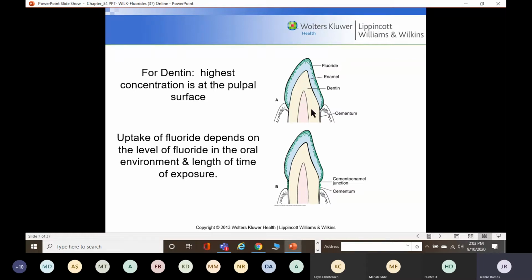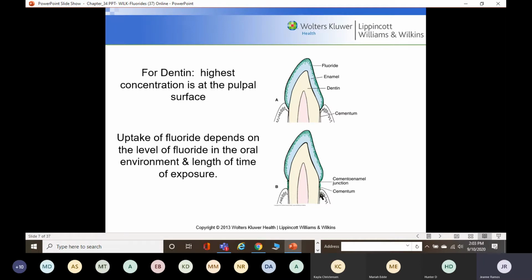For dentin, the highest concentration is at the pulpal level. Here's the fluoride on the outer surface, all these little turquoise or green dots, and then you have the enamel underneath it. We would like to keep this fluoride-rich outer covering on the enamel as much as we can. The dentin concentration is highest at the pulpal level. Uptake of fluoride depends on the level of fluoride in the oral environment and the length of time of exposure.